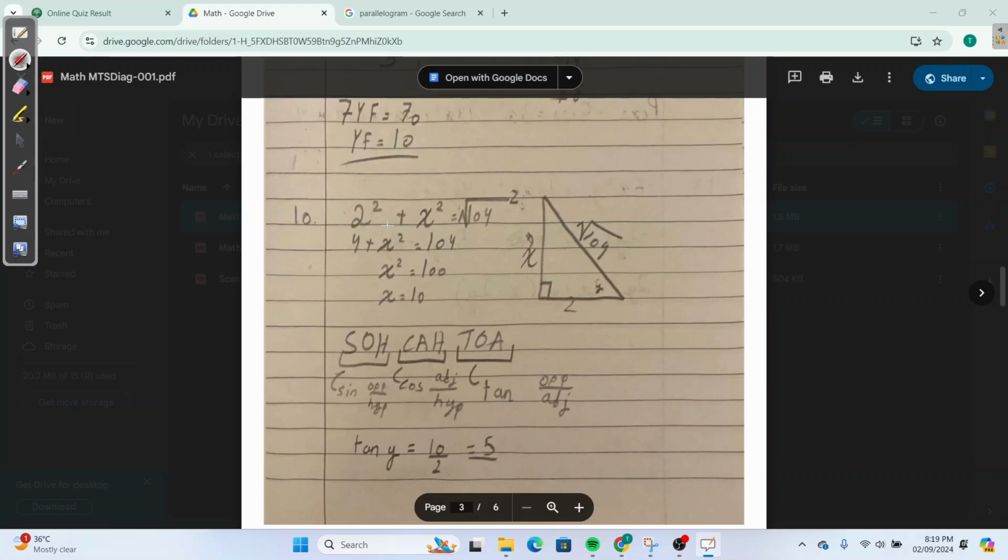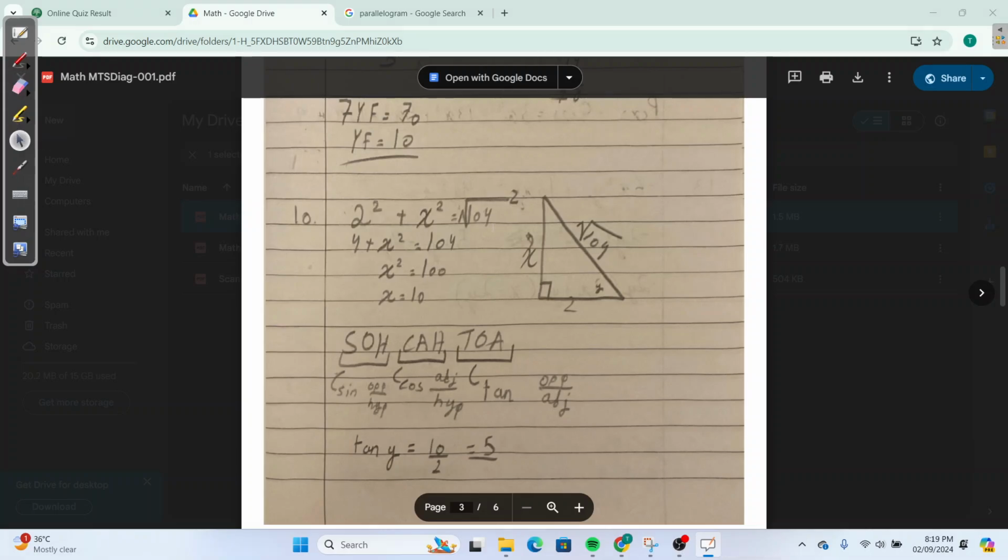So you find x by the Pythagorean theorem. Root 104 squared equals 2 squared plus x squared. 4 plus x squared is 104 because the root cancelled out with the square. And x squared, you took 4 to the other side, x squared equals 100. Obviously, you know that 10 squared is 100, so x equals 10.